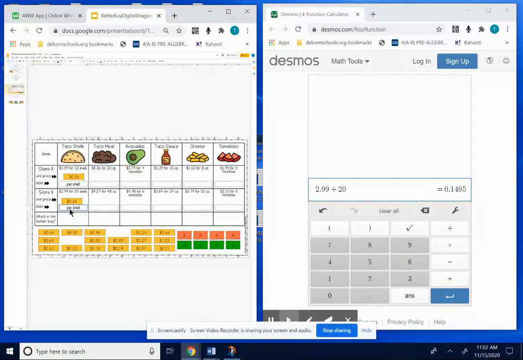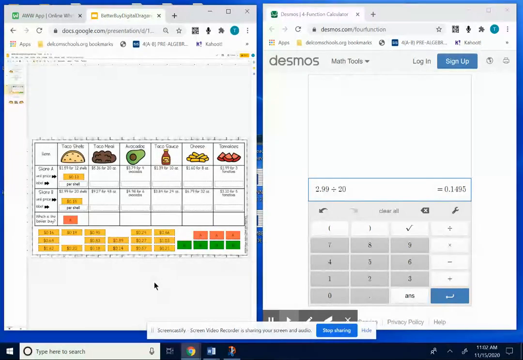So we're now comparing the two stores. Which would be cheaper per shell? Is it cheaper to be 13 cents per shell or 15 cents per shell? So store A would be cheaper, because each shell costs less. So you could just drag over store A.